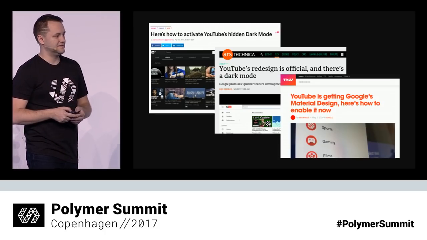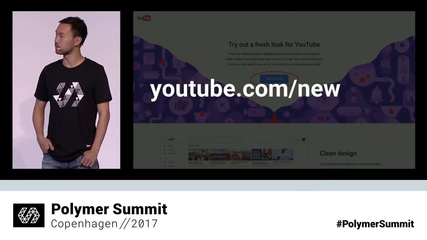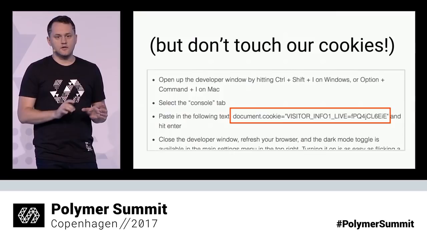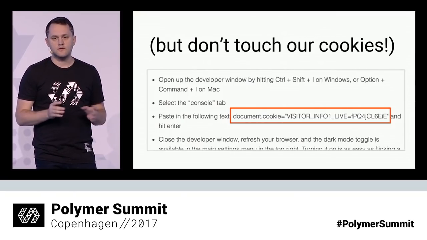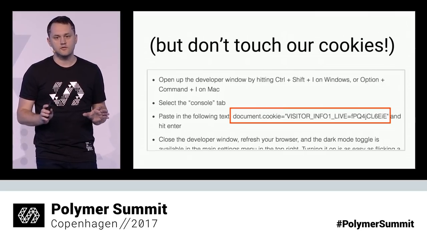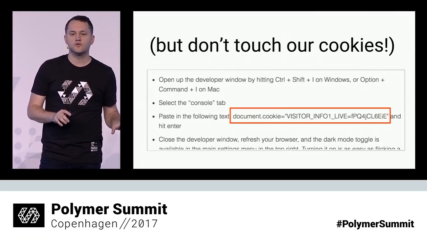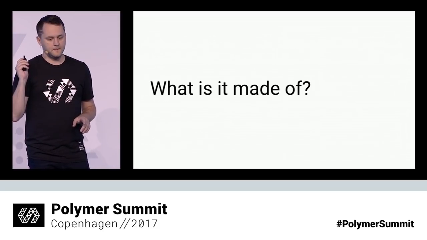Some of you may have already seen articles or have even tried it. The important thing is YouTube is available for opt-in right now. Yep. You just go to youtube.com/new. There is a big button right in the middle of the screen. You press it, you get the new experience. And also, please, there are a lot of articles on the internet talking about how you can edit cookies and everything will be great. Everything will not be great. Don't do this. It's not the right way. Just go to youtube.com/new.